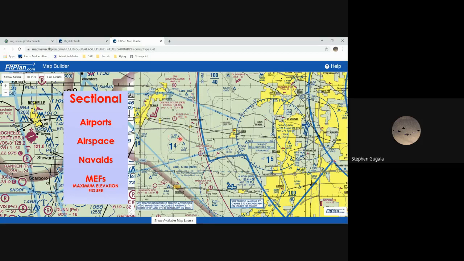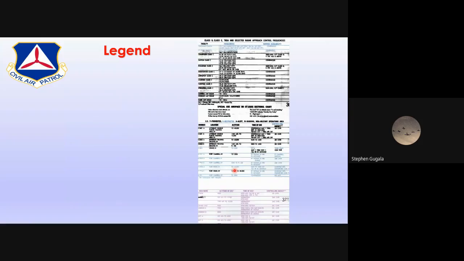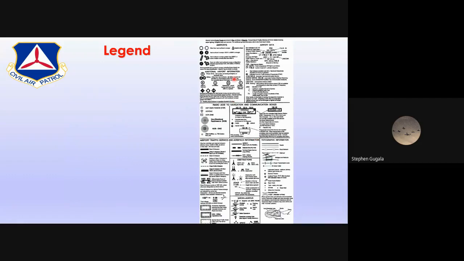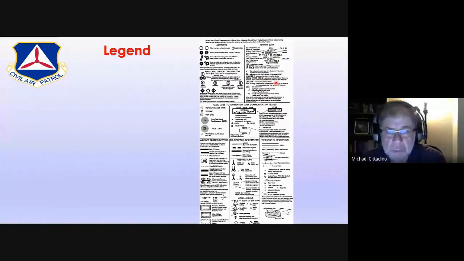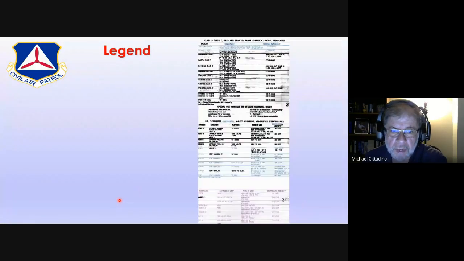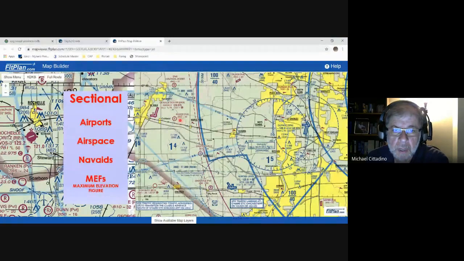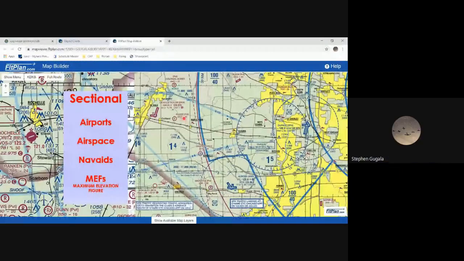So let's take a look. And if any of the pilots out there can refresh my memory, go ahead. Steve, this is Mike. That's correct. The first number is the elevation of the airport, and the second number is the runway length in hundreds of feet.